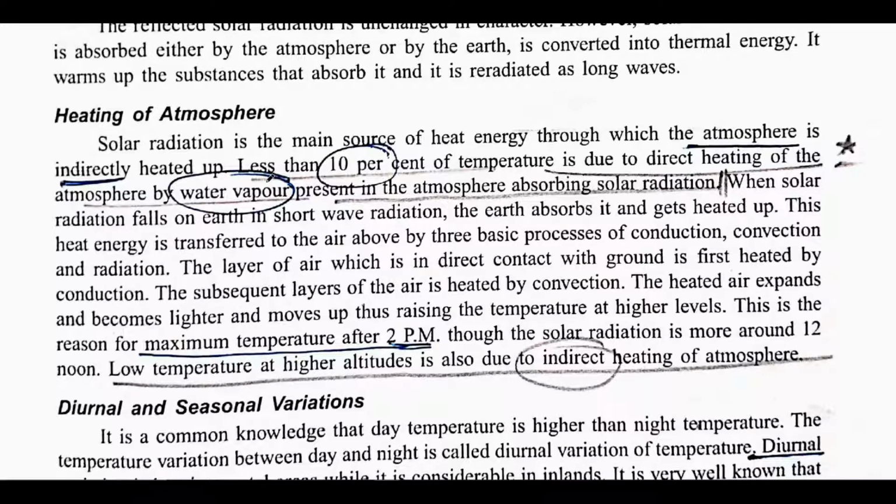Less than 10% of the temperature of the atmosphere is due to direct heating of the atmosphere. Basically, less than 10% of the temperature of the atmosphere that is present is due to direct heating. Majorly, it is because of indirect heating.